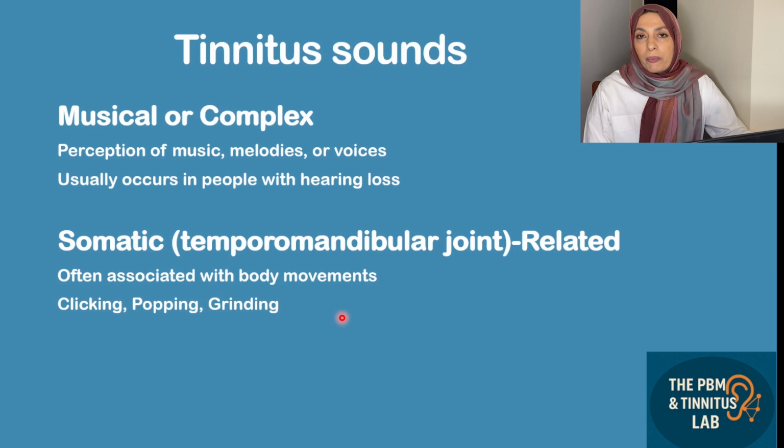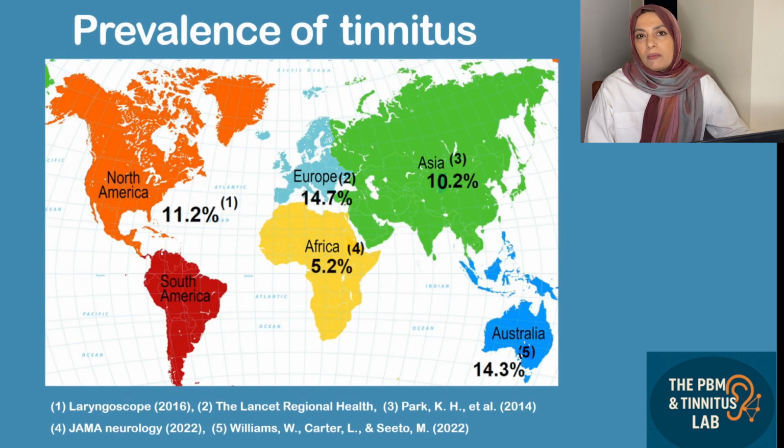which is often associated with body movement. The TM joint or temporomandibular joint is in front of the tragus of the external ear, and it's a joint that connects a mandible to the other parts of skull, and its dysfunction can lead to perception of tinnitus, and it's like clicking, popping, or grinding. These were the common tinnitus sounds, and unfortunately some people perceive more than one sound.